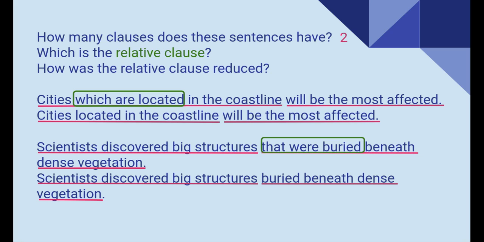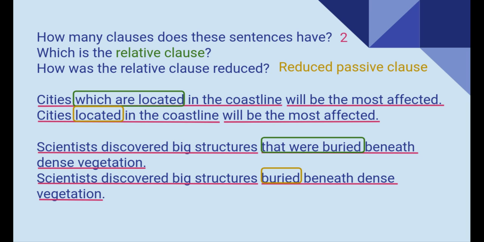And how was it reduced? Using a reduced passive clause. Basically, what I did was I eliminated the relative pronoun and also the verb to be. So I just wrote the past participle form of our verb.